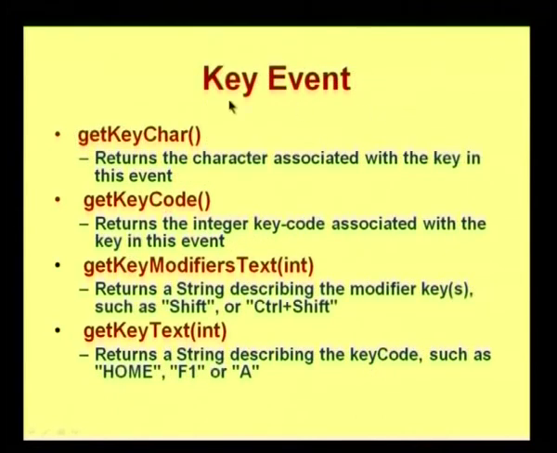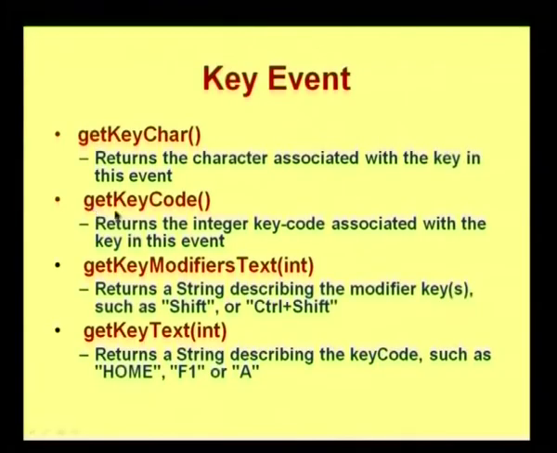Next is key event. Whenever a key is pressed, a key event is raised. Here you can have the get key character method. This returns the character associated with the key in this event. So, whatever I press, I can get that particular character. Next I can get the key code. This returns the integer key code associated with the key in the event. When I press a particular key, there will be a corresponding key code.